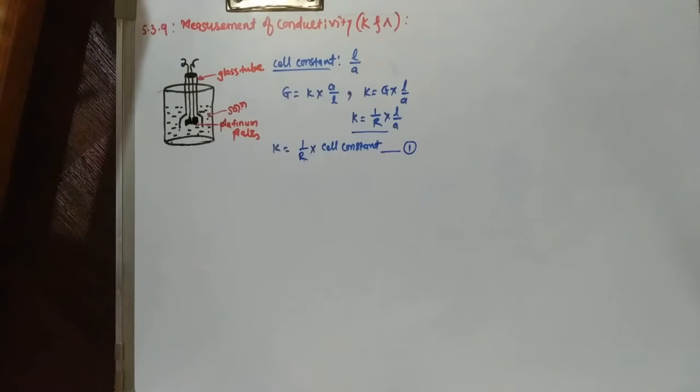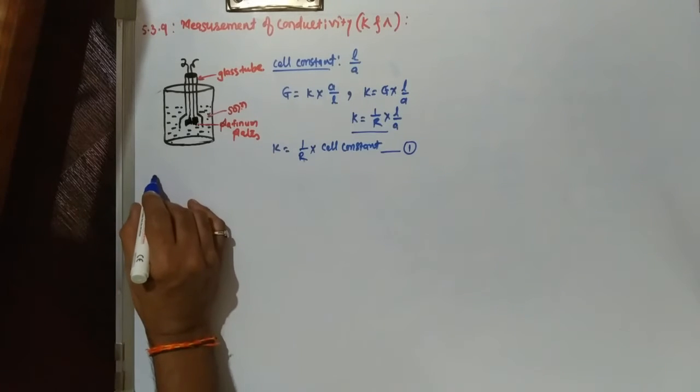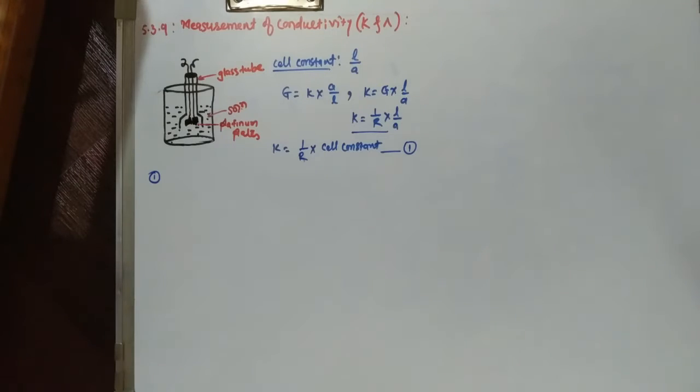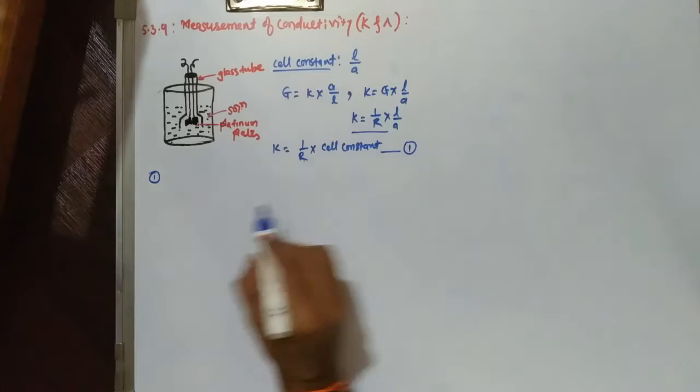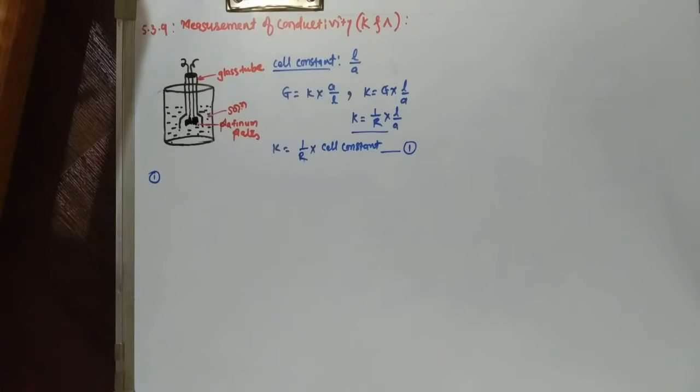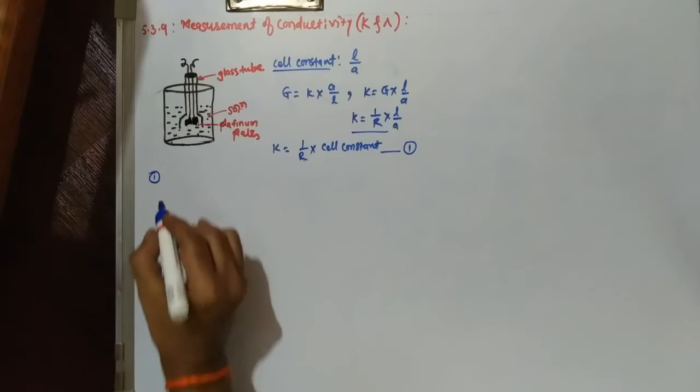Okay, so let us say this is equation number 1. Now to determine the conductivity of a solution, it consists of 3 steps. These are the 3 steps to determine the conductivity of a solution. K is equal to 1 upon R into cell constant is the one thing we need to determine the conductivity K and lambda. The first step is determination of cell constant.